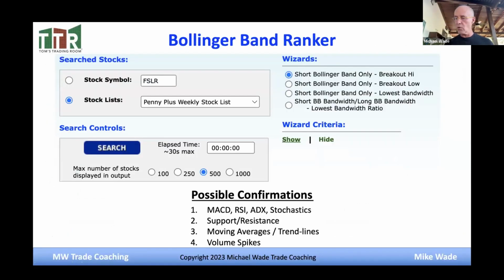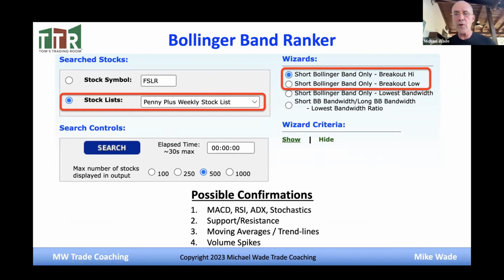And so we're going to use Tom's tools to go out and find these breaks. We're going to use the penny plus weekly stock list. And what I'm looking for is breakouts, highs and lows. All right. Why? Well, a breakout high would be a stock that has breached the upper Bollinger Band line and looks poised for further upside. Same on the downside. You can use breakout low, and that will look for stocks that are tanking. So that's one application. If you want to look for squeezes you could use this option here. I'm going to hop into the scanner here in a minute. We'll take a look at some of this stuff.